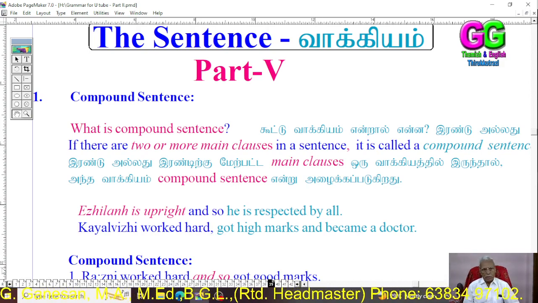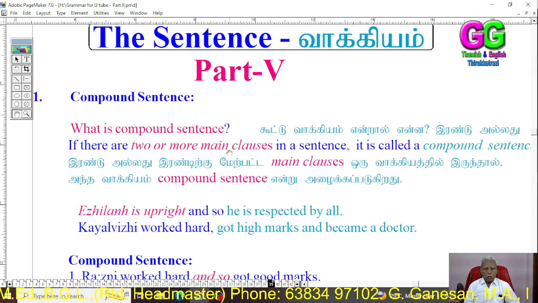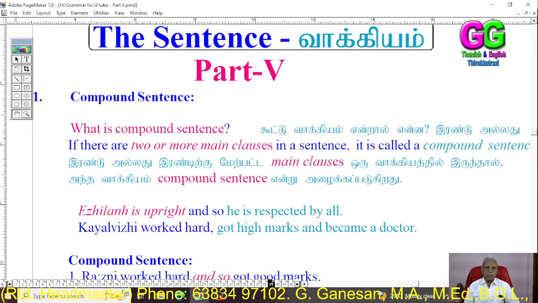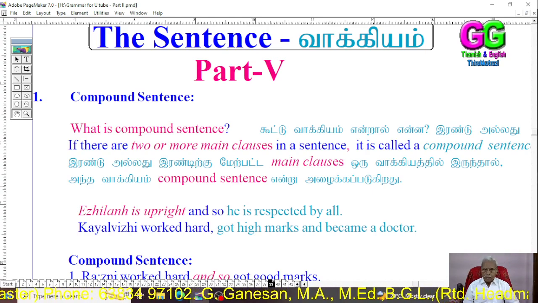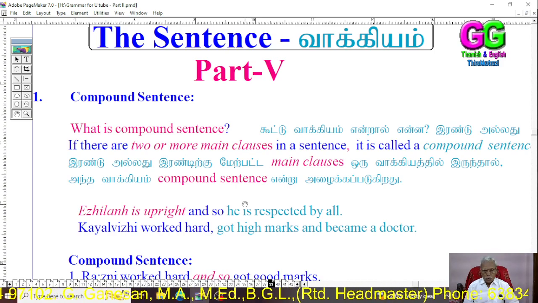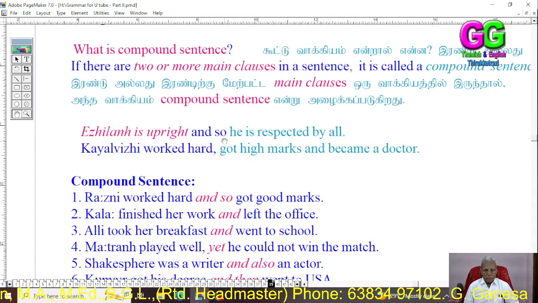What is a compound sentence? Answer: If there are two or more main clauses in a sentence, it is called a compound sentence. That is, if there are two or more main clauses in a sentence, it is called a compound sentence. Example, Elilan is upright, so he is respected by all.